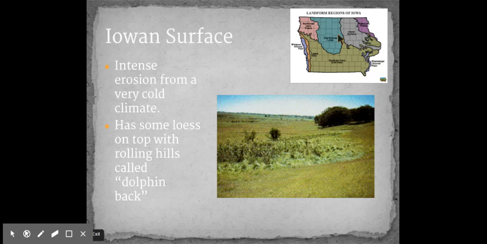This also was created from intense erosion from a very cold climate, suggesting that there were glaciers. It also has some loess that the wind dropped off on top of that to create a few small dolphin-backed hills. Iowan Surface is where we live in Cedar Falls.